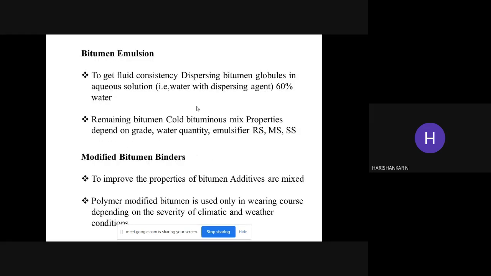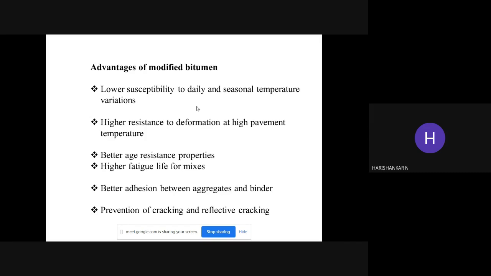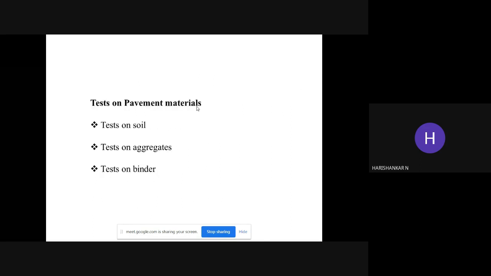Okay, bitumen emulsions and modified bitumen binders. Then advantages of modified binders you can see. So it is having some superior qualities compared to normal bitumen. Okay, so the pavement materials can be tested. So the pavement material is mainly composed of soil, then aggregates and a binder.